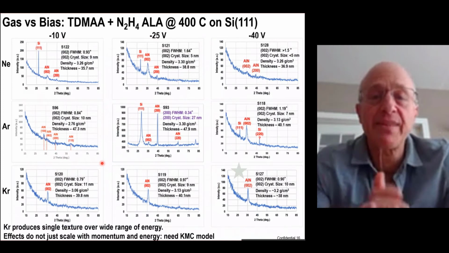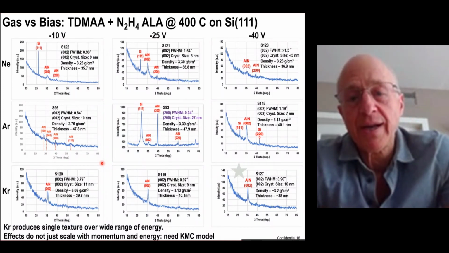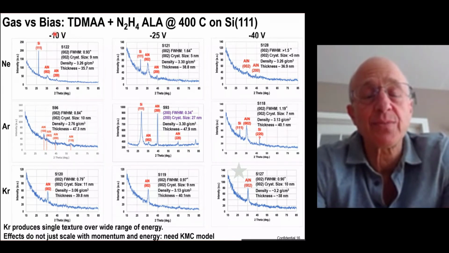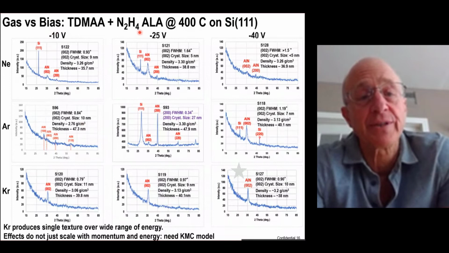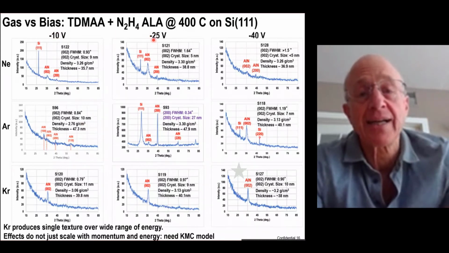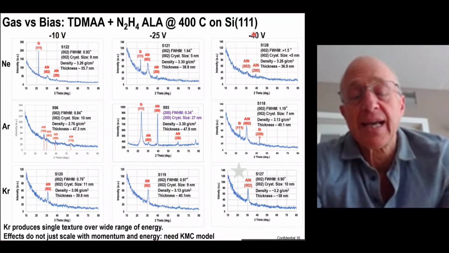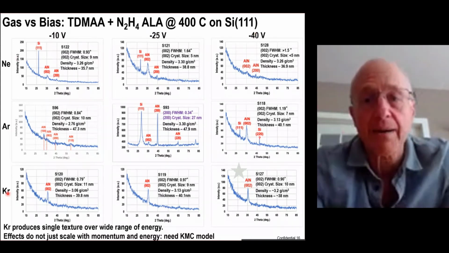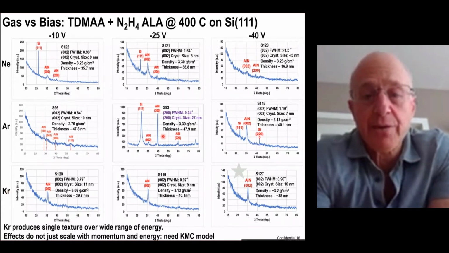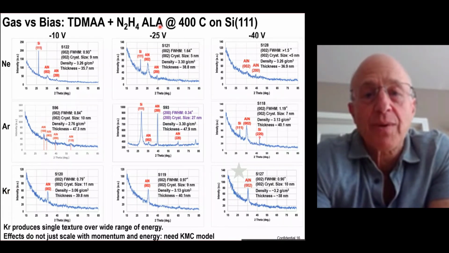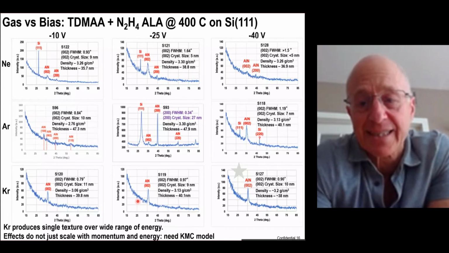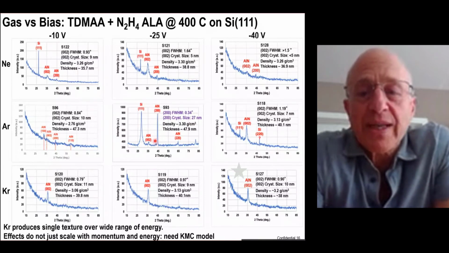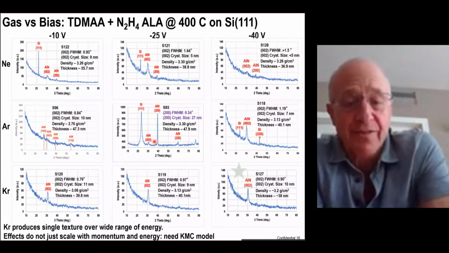Now, this is a massive amount of data. We wanted to understand what is the range of conditions that work? So what we did is we looked at the ALA with 10 eV ions, 25 eV ions, and 40 eV ions for neon, argon, and krypton. And it works for all of them. You can see the sweet spot is about 25 eV for all three gases. For krypton, there's a much larger process range. But we really only get the extremely large grains for argon.